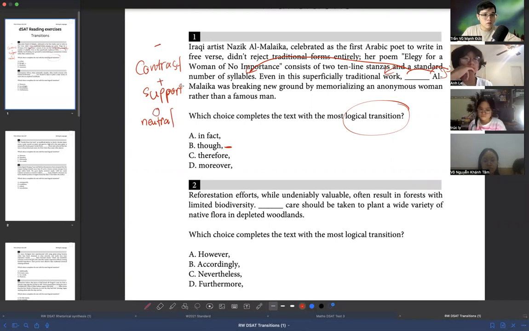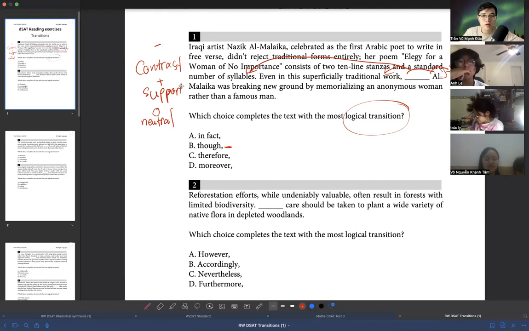So we can do a bit better with the poem. Iraqi artist Nazik al-Malaika, celebrated as the first Arabic poet to write in free verse, didn't reject traditional forms entirely. Her poem Elegy for a Woman of No Importance consists of 210-line stanzas and a standard number of syllables. Even in this superficially traditional work, al-Malaika was breaking new ground by memorializing an anonymous woman rather than a famous man.